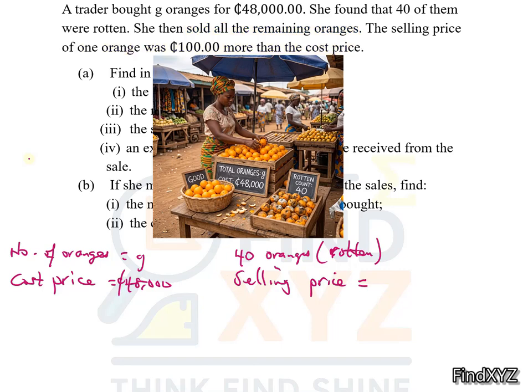So it means that if we have the cost price, we'll have 100 cedis more. The woman added 100 cedis to the cost price to get her selling price. So in place of selling price, I write SP is equal to CP plus 100. In order for us to get the selling price, we need to add 100 to the cost price.